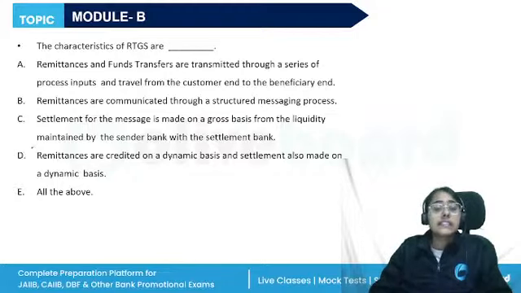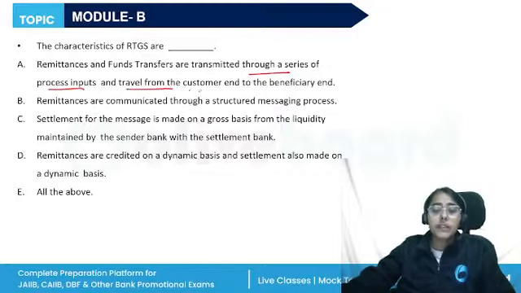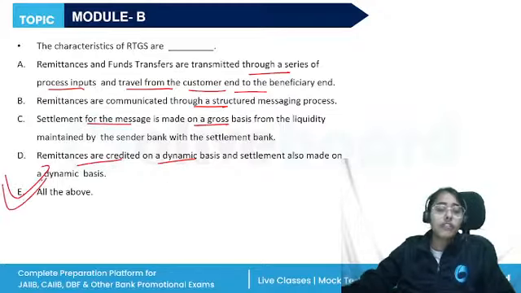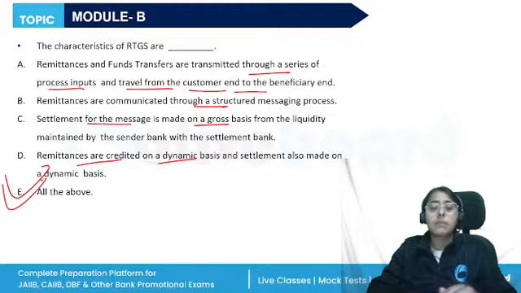Then what are the characteristics of RTGS? Remittances and fund transfers transmitted through a series of processes travel from the customer to the beneficiary end. Remittances communicated through the structured messaging process. Settlement of message on a gross basis. Remittances are credited on a dynamic basis. So all of the above. All of the above are the characteristics of RTGS.